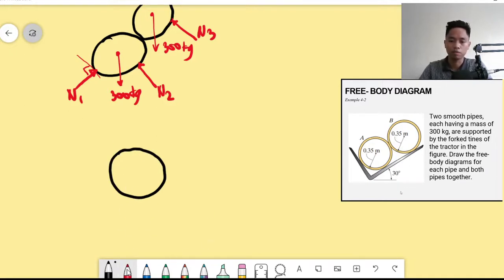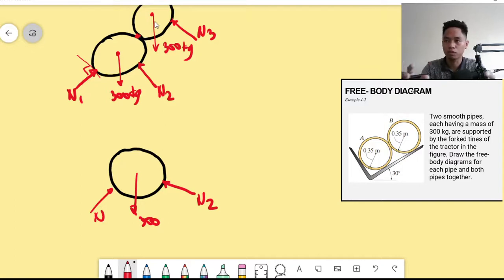This is our pipe A, for example. Pipe A has the normal here, N1, and here the weight, 300. Then we have the normal N2 here. Please take note that these two are in contact. If we separate them, a reaction will appear: the reaction of A towards B, and this would be the reaction of B towards A. Meaning B is stepping on A, as if A is being pushed down by B, right? Because it is resting on it.